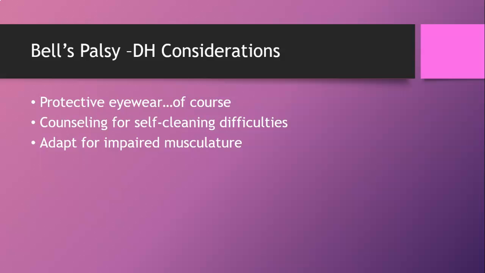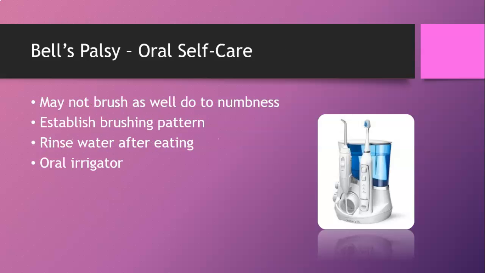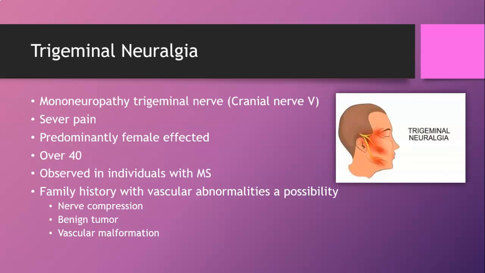Counseling for self-cleaning difficulties. They're not going to feel the toothbrush or the floss as well on that side, so they might not clean that well on the side that's affected. And then adapt for impaired musculature too. They just have to be aware of those sort of weaknesses while they are affected by it. So they may not brush as well due to the numbness. Establish a brushing pattern, and they need to watch what they're doing in the mirror, rinse water after eating, an oral irrigator, like a water pick.